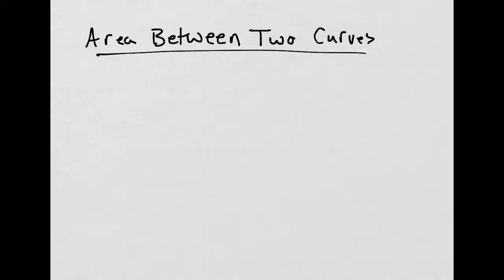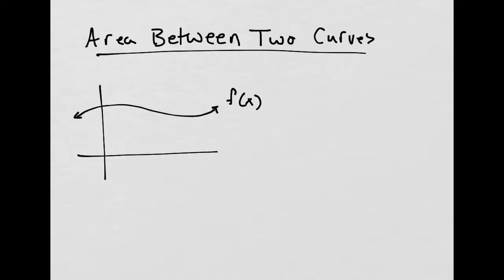Here we're going to talk about area between two curves. So it's no longer between the x-axis and the function. It's going to be between two different functions. So let's think about this.